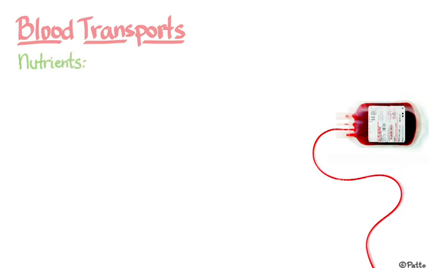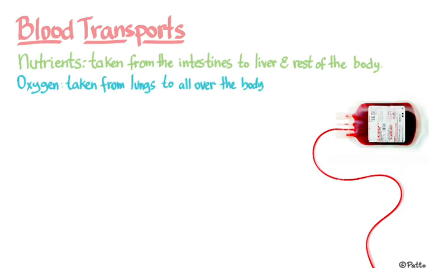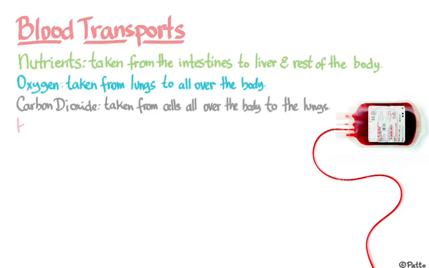So, nutrients. Where do we transport nutrients from? Where do we transport them to? Nutrients are usually taken from the intestines to the liver, and then they are taken to the rest of the body for our body to use. Oxygen, of course, we take from our lungs, and we carry it all over the body. Carbon dioxide, we take from all over the body, and we transport that to our lungs.